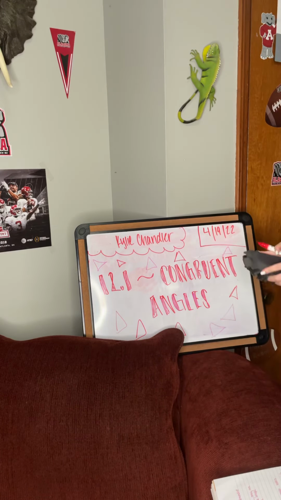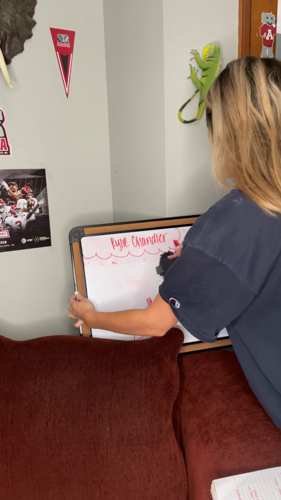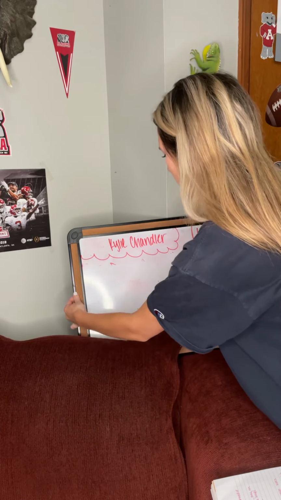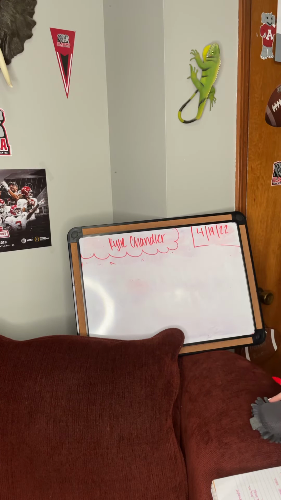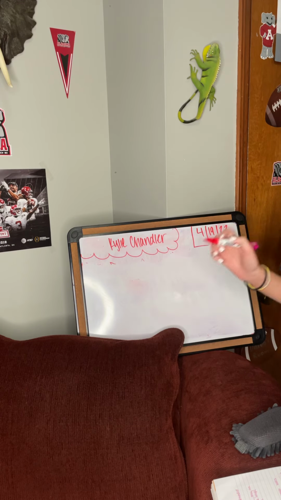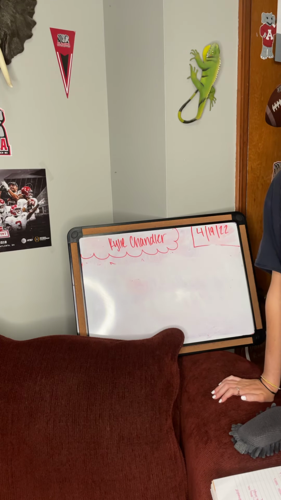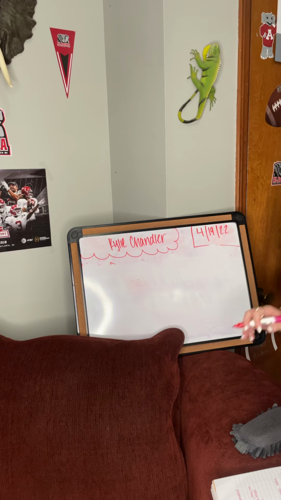I drew this up for you, but now we're going to have to erase that so we can work some problems. Before we work some problems though, we are going to talk about what congruent triangles are. Two triangles are congruent if and only if they have the same shape and the same size. So they must have the same shape and size.